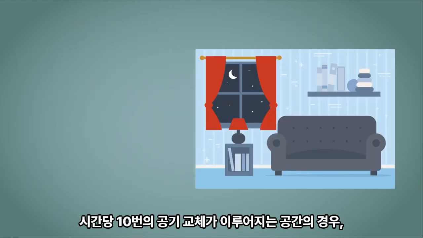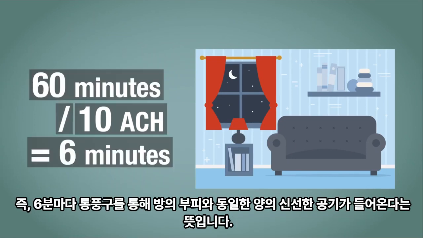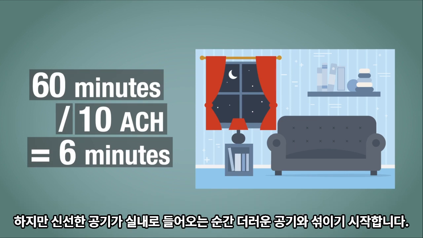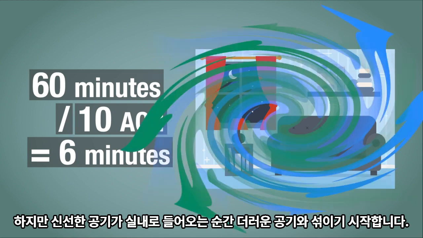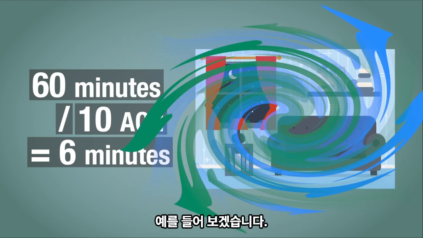If your room has 10 air changes per hour, that means that every 6 minutes, an amount of fresh air equal to the volume of your room has come in through your vent. But the second that fresh air enters the room, it starts mixing with the dirty air, and so what leaves the room is a diluted mixture. Let's look at an example.